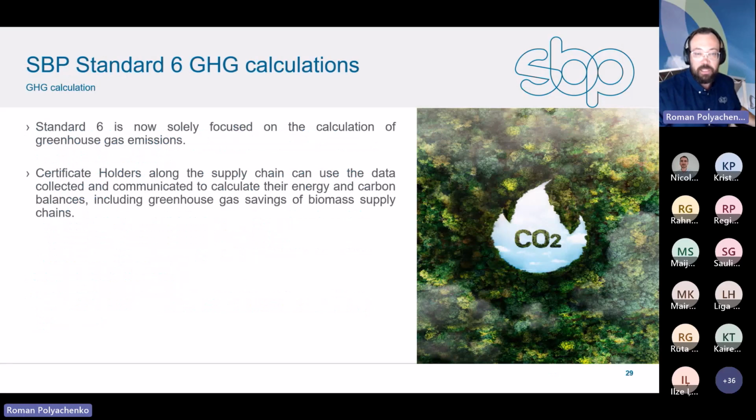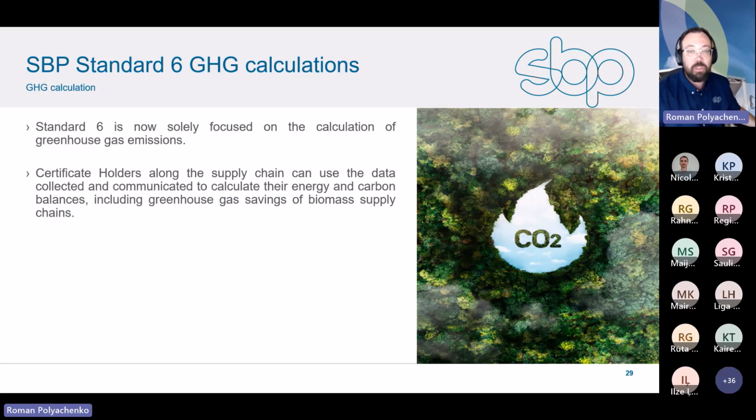Finally, standard 6, I will just spend 1 minute here. Standard 6 is solely focused on the calculation of greenhouse gas emissions. All requirements fit on just 1 page. All the actual requirements are included in separate instruction documents. At this stage, standard 6 remains optional for end users. So far, no certificate holders use it, but we assume or expect that this may change in the future.